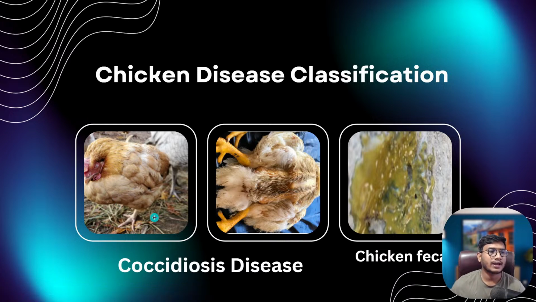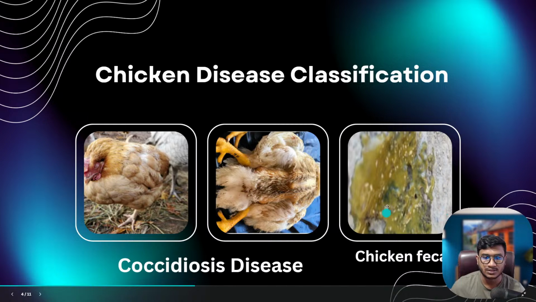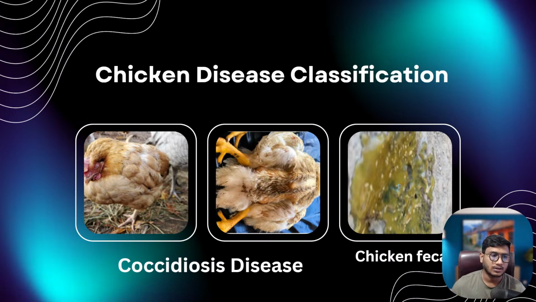And to classify these kinds of diseases of the chicken, what we'll be using is something called chicken fecal images. You can see this is the chicken fecal, and this is the coccidiosis affected chicken fecal. You can see the color of the fecal is yellow. So if it is yellow, at that time you can consider this chicken has been affected with coccidiosis disease. So guys, let me show you the data. I think you'll be able to understand what images we are using here.